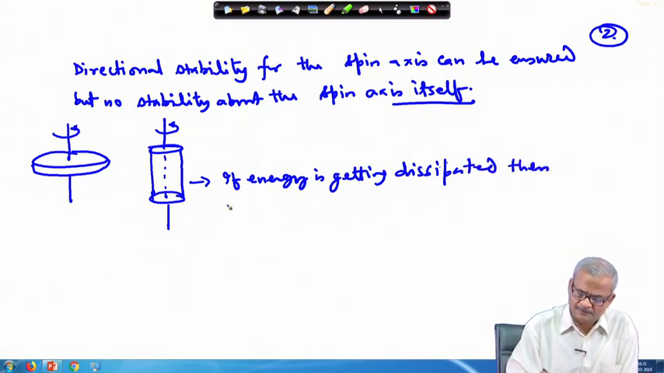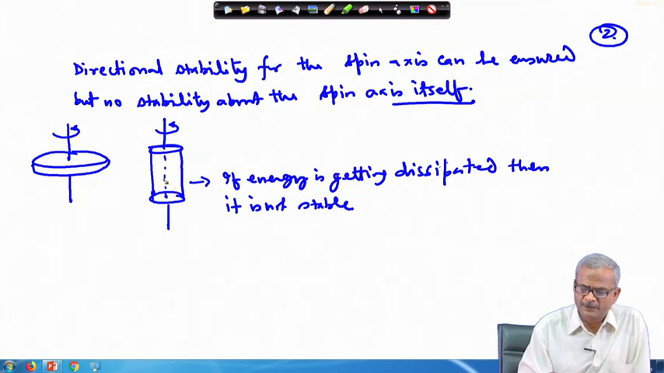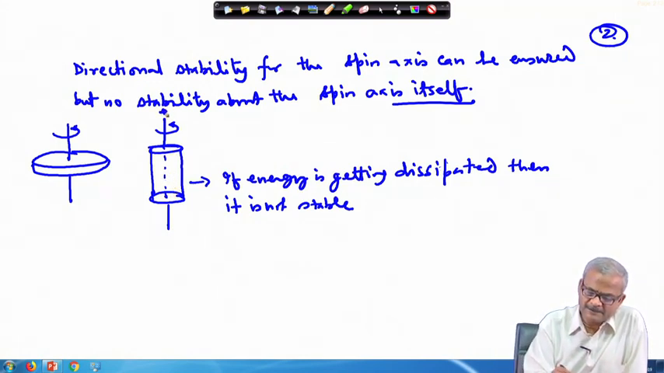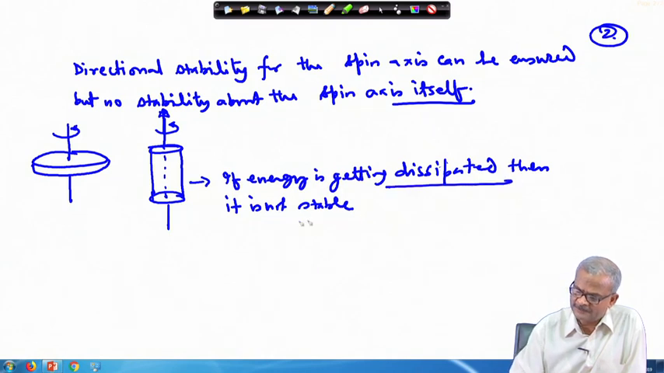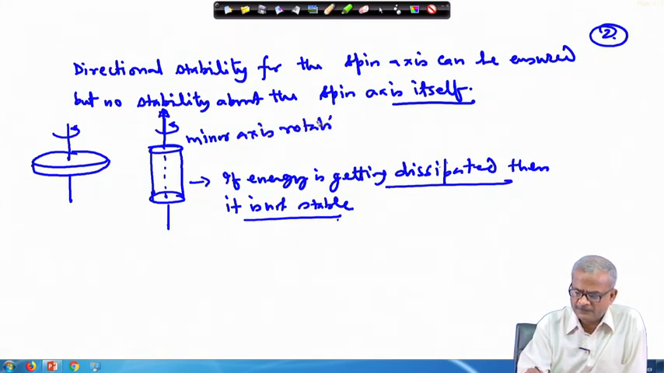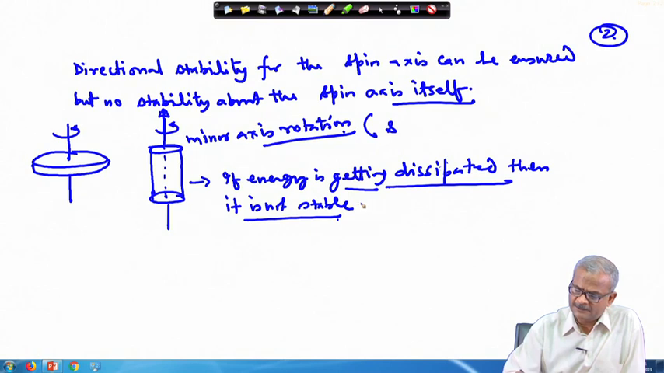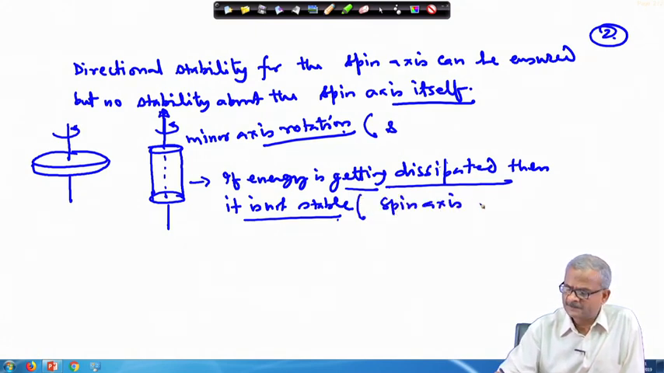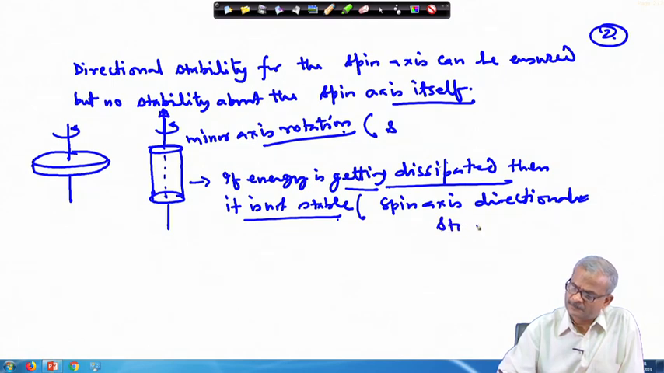Then it is not stable. Its directional stability cannot be maintained, though you may be thinking that about this axis at least the spin axis stabilization can be done, meaning directional stability of the spin axis can be maintained, but this is not true as we have discussed earlier also, because this is the minor axis rotation. Minor axis rotation. So, therefore, the spin axis stability is not possible if the energy is getting dissipated, then it is not stable. Spin axis directional stability is lost.